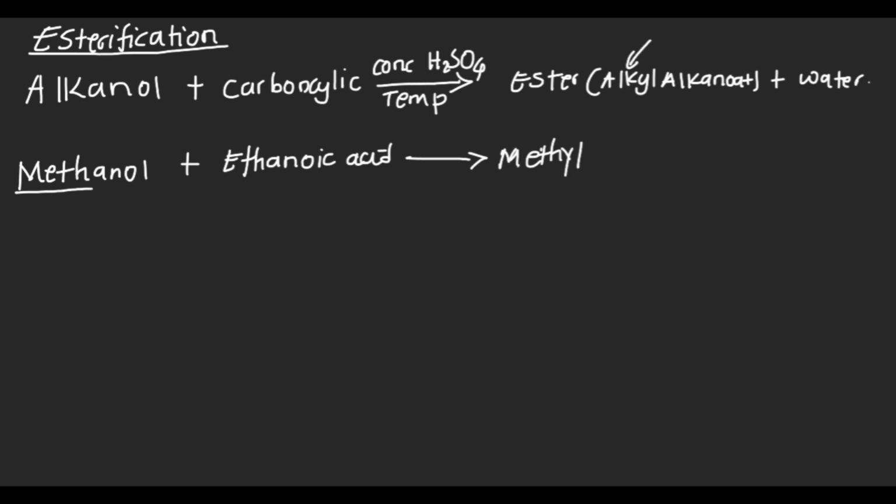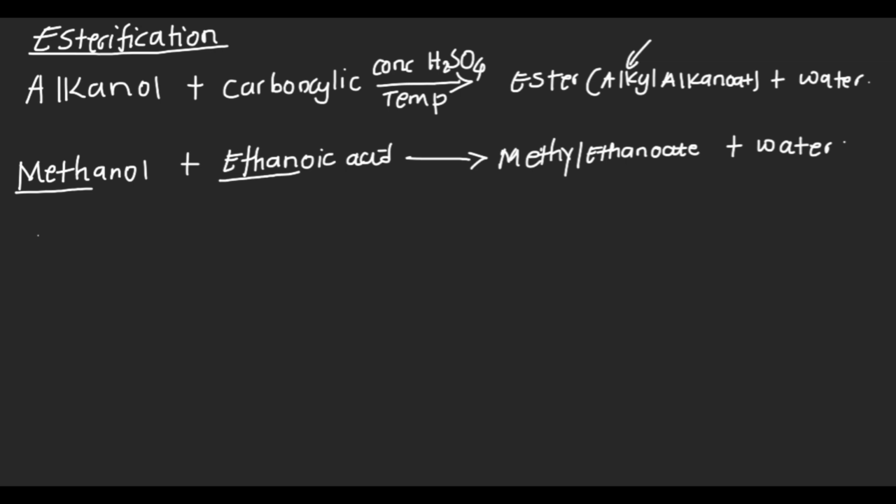So we have methyl. Then from the acidic part, you need to get the name up to where we have the N. So we have methyl. Now after N, you add OAT. Remember we said that all esters end in OAT. So this is the name of this ester, methyl ethanoate plus water.